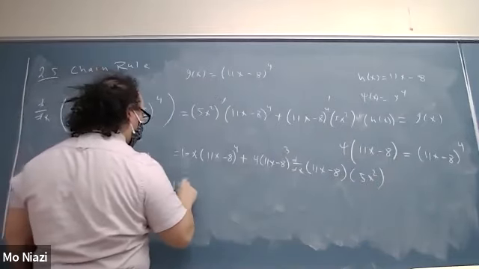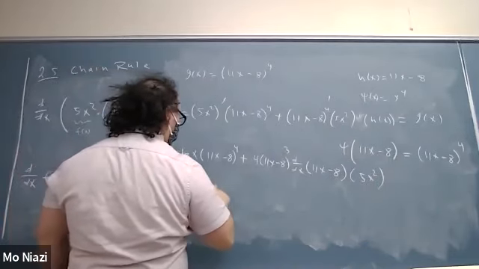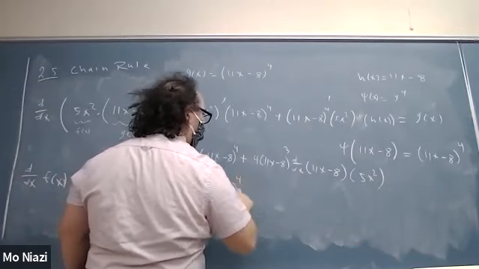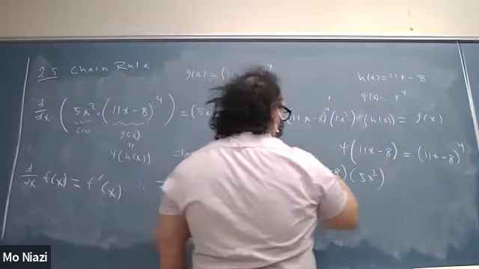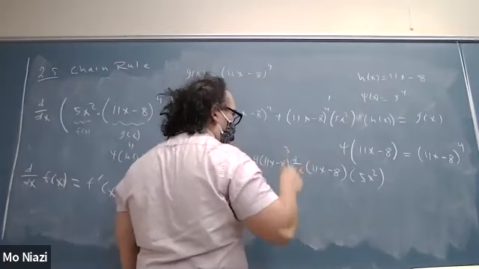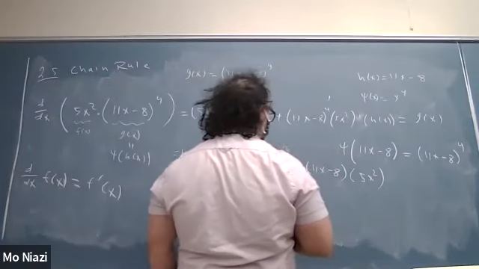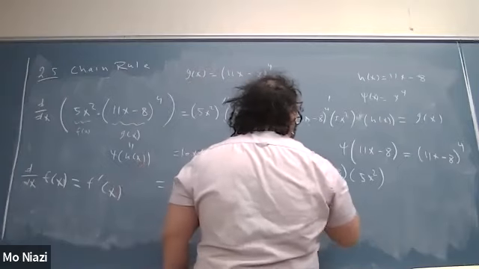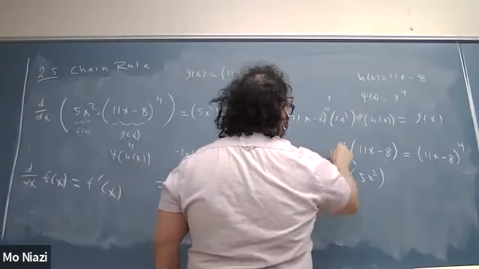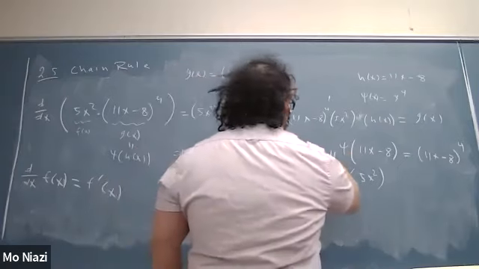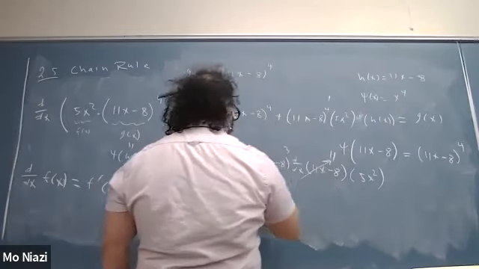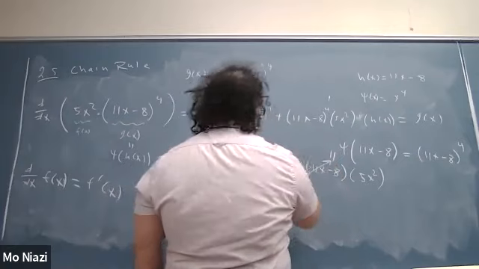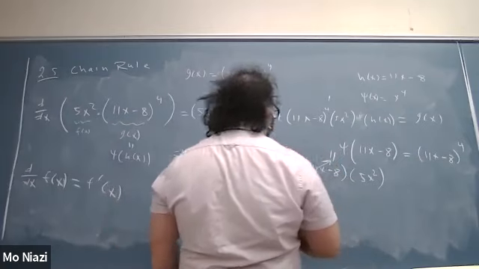So this becomes 10x times 11x minus 8 raised to the 4th power. And then the differential operator, when it hits that 8, goes to 0. And when it hits this 11x, it just becomes an 11. So this whole thing just becomes an 11. And now we have 11 times a 4 times a 5.